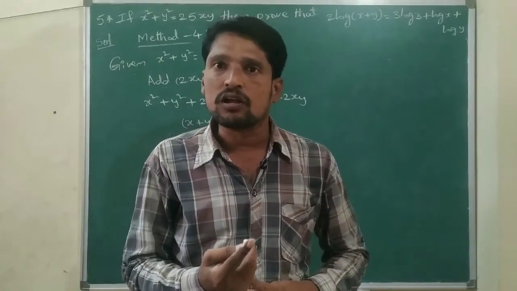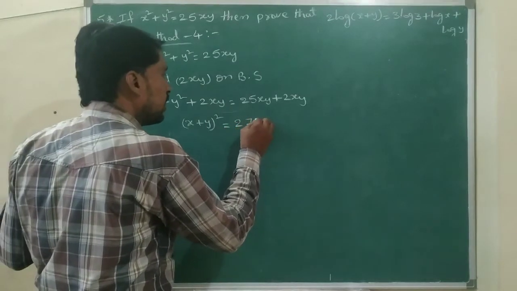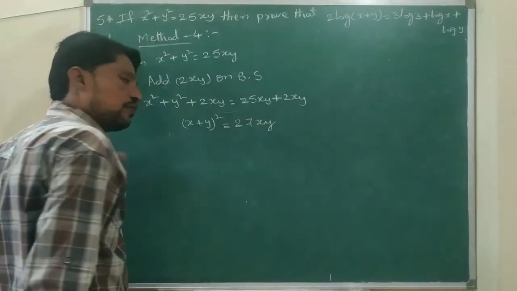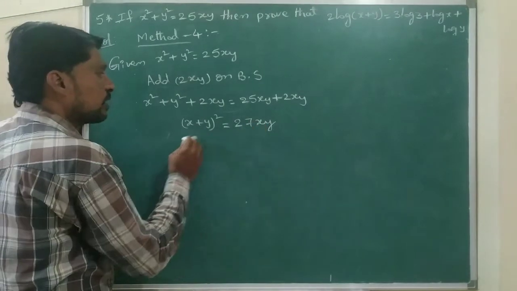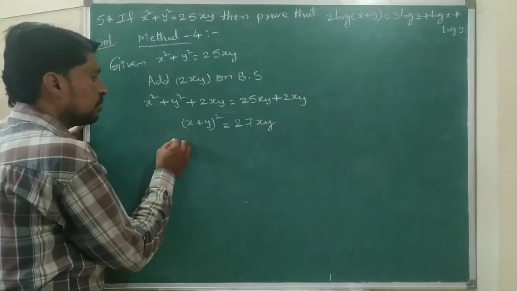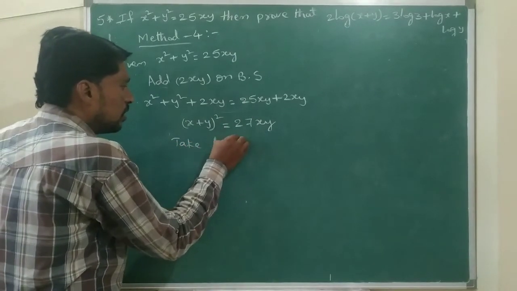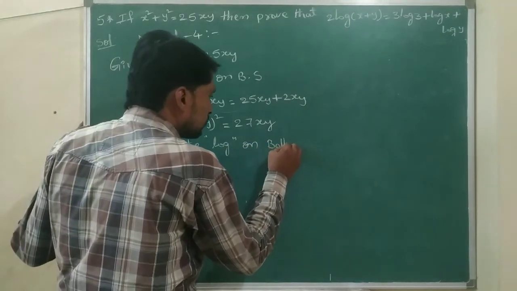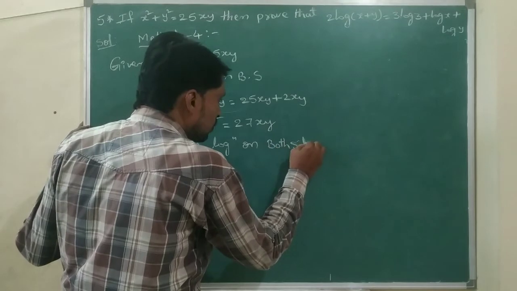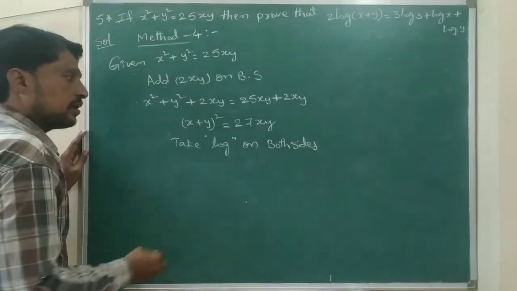Both are like terms, so we can add. So we got 29xy. Take log on both sides. So you can apply the log on both sides. What are we applying? Log.